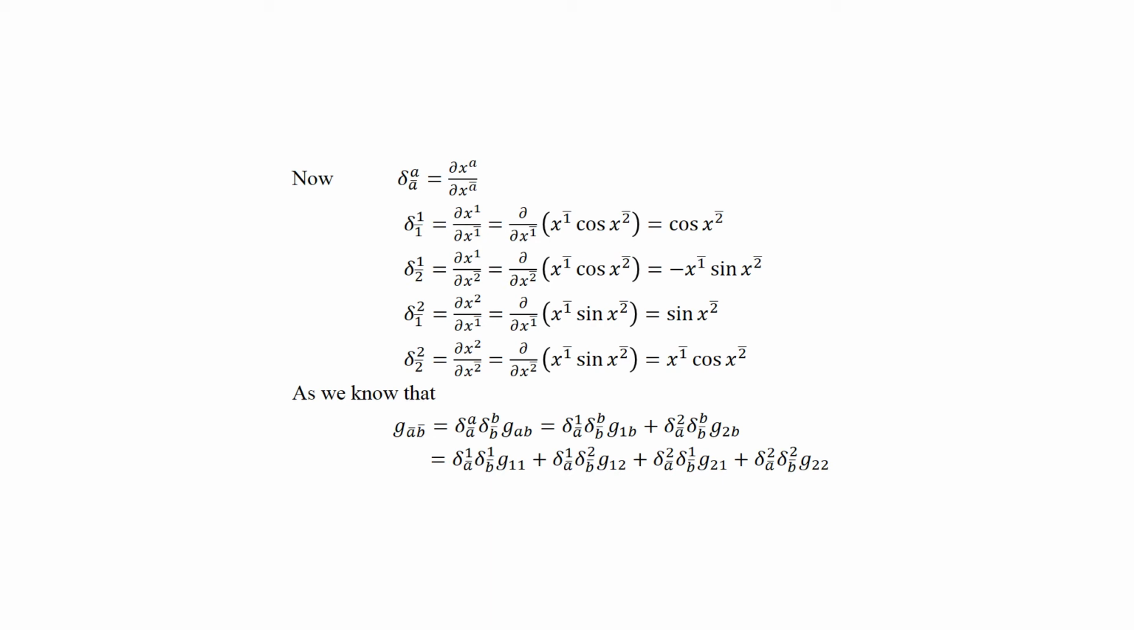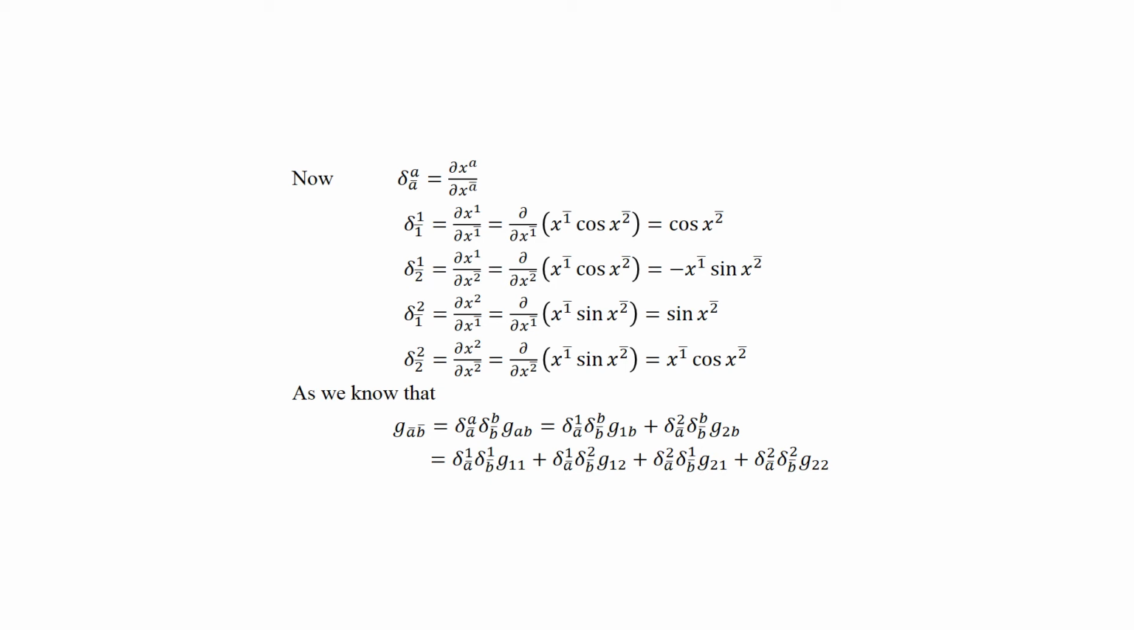And similarly, the last term delta 2 2 bar is equal to partial x2 over partial x2 bar, and we have x2 is equal to x1 bar sin x2 bar. Now we are taking the derivative with respect to x2 bar, which is x1 bar cos x2 bar, as the derivative of sin is cos x2 bar.